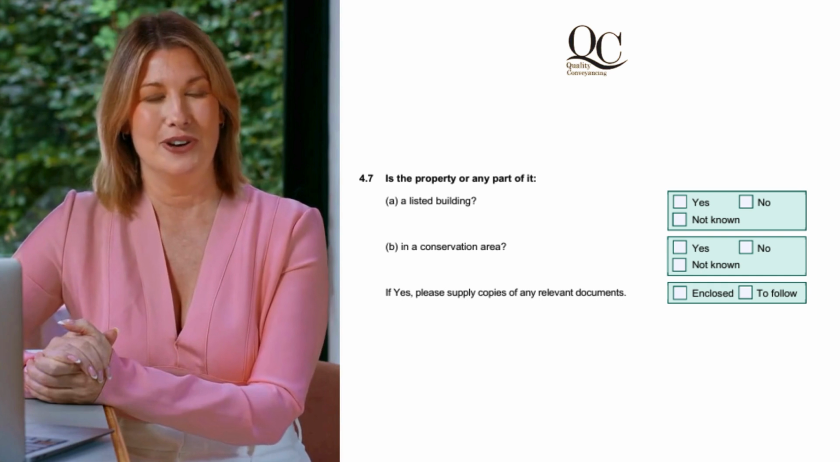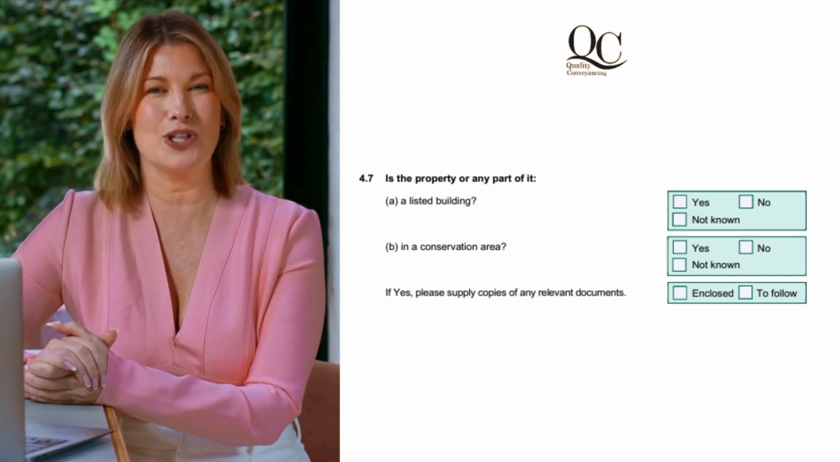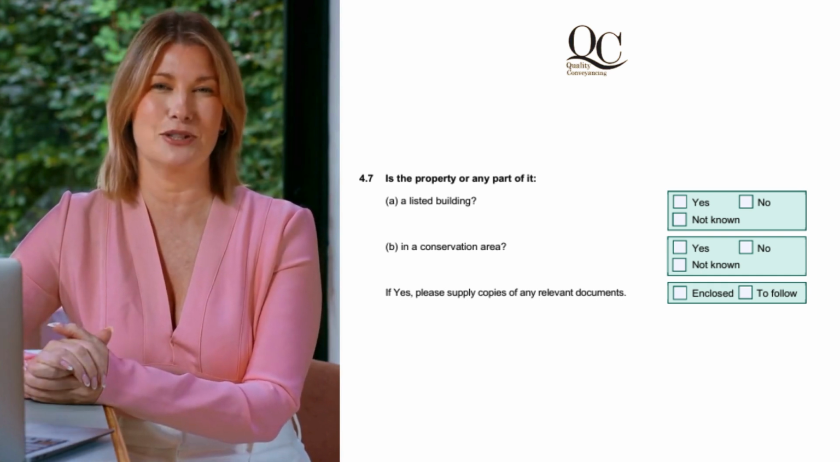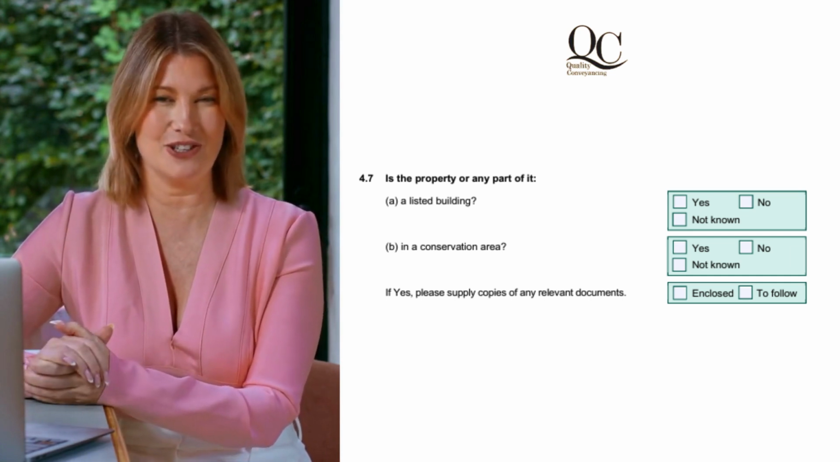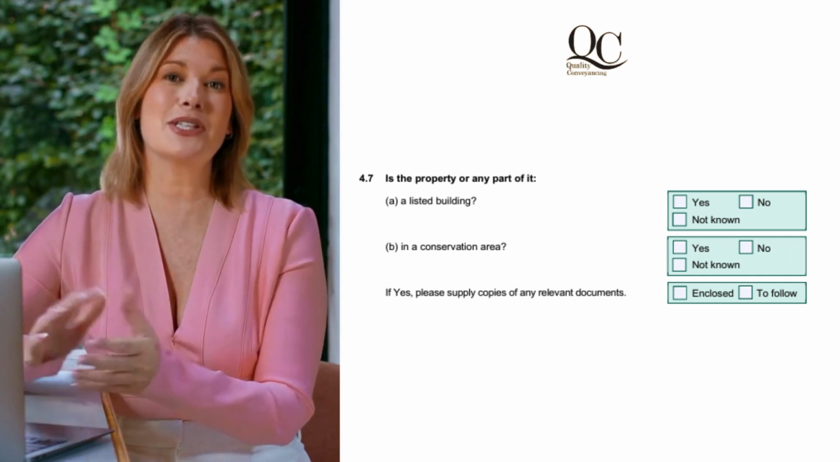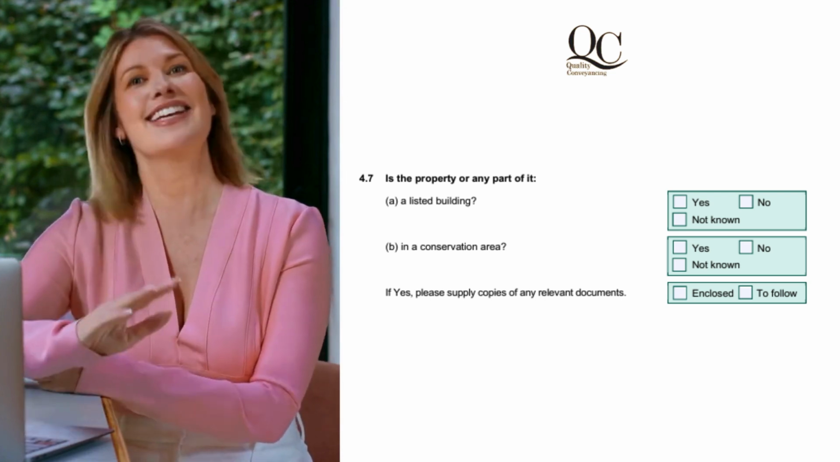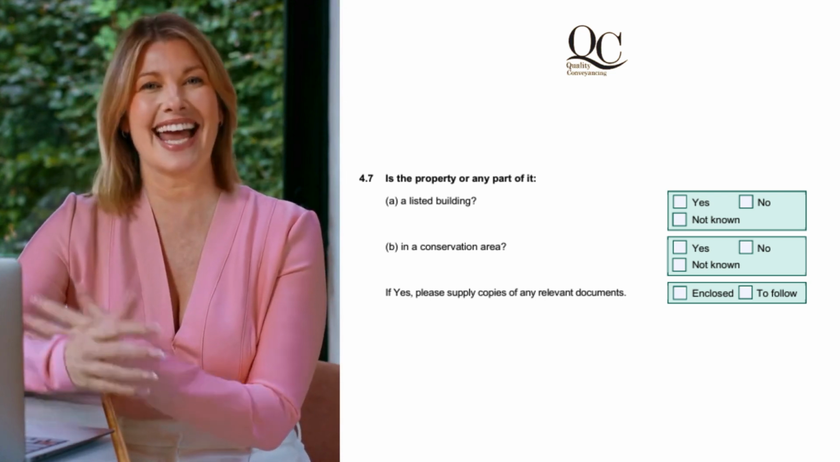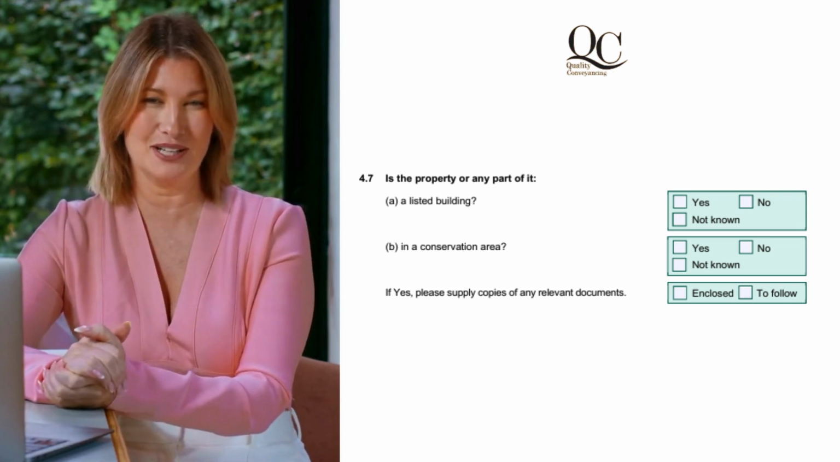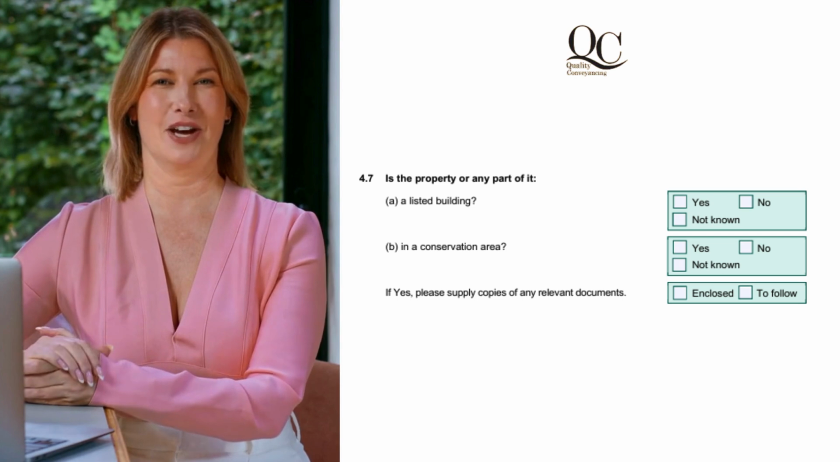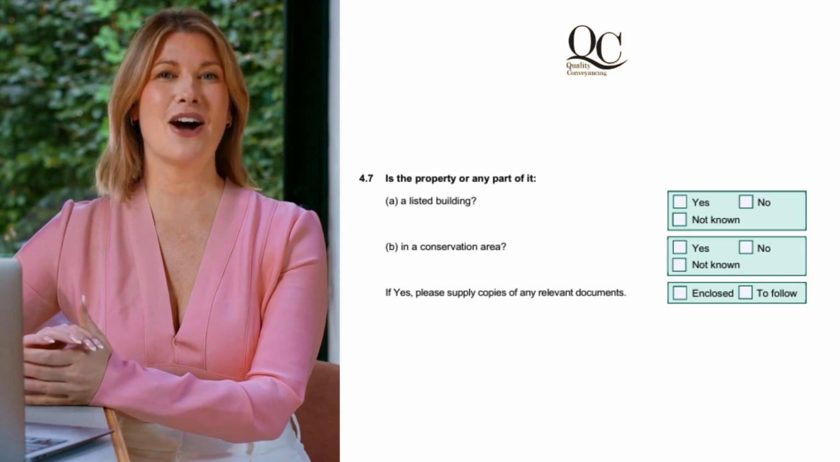Next, you'll confirm whether the property is a listed building, which simply means it's legally protected because of its historical or architectural importance, or whether it's in a conservation area where planning rules tend to be a bit stricter. If it is, just tick yes and attach any relevant documents you have, such as listing paperwork, conservation area notices, or related permissions. Planning rules are usually stricter in these areas, so it's important that buyers are aware from the start.